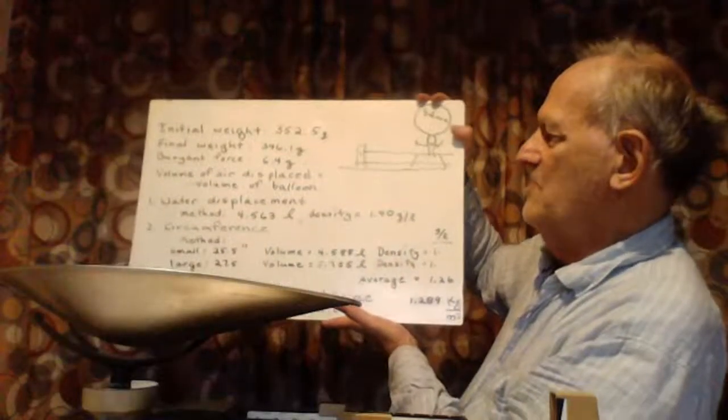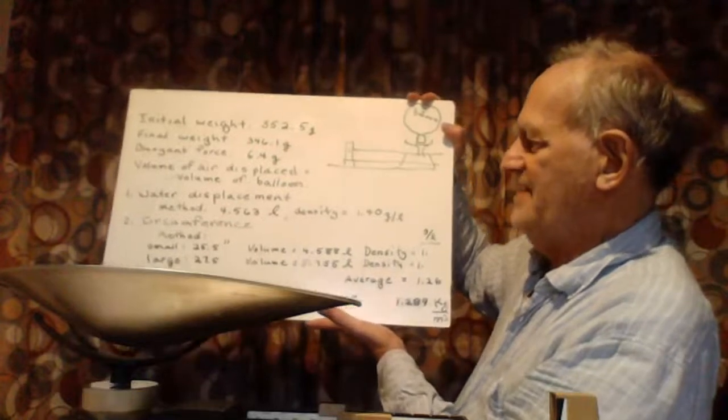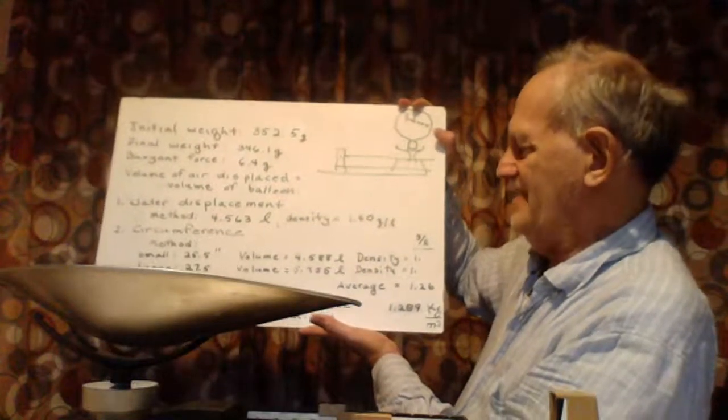And then we determined the volumes, assuming that these would be spheres. And the actual volume of this teardrop shape is somewhere in between the smallest and the largest that we got. And the smallest came out to be 4.588 liters.